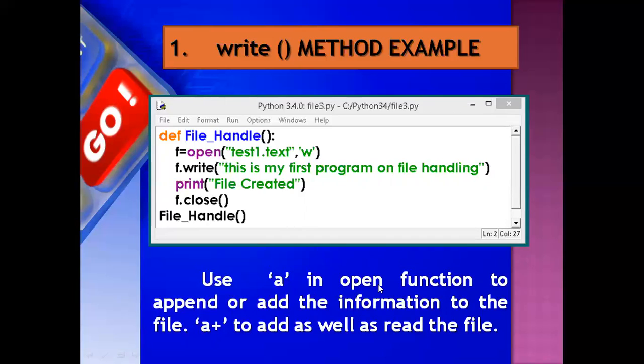Use a in the open function to append or add information. See, this is for writing. a is for append mode. You know what is append? Append means whatever you have written in a file will remain as it is, and after the last record your data can be added. So that is called append.